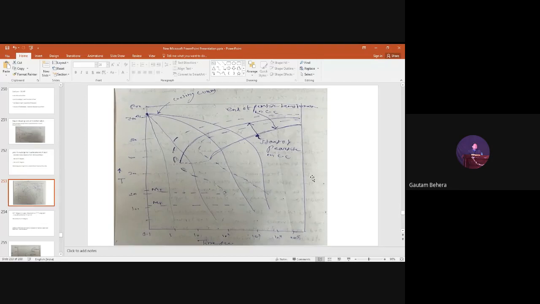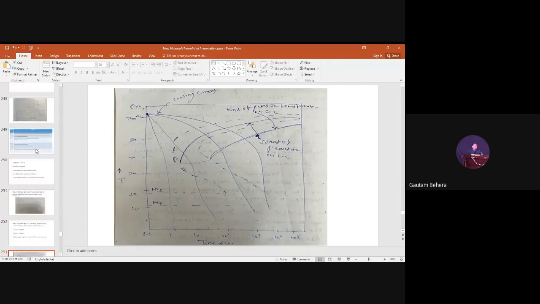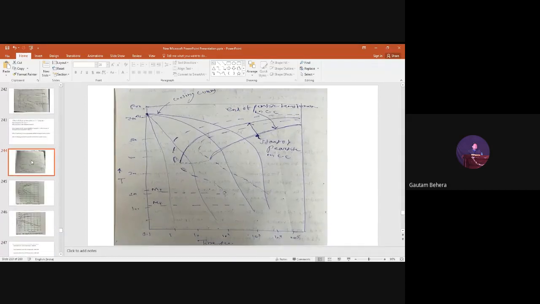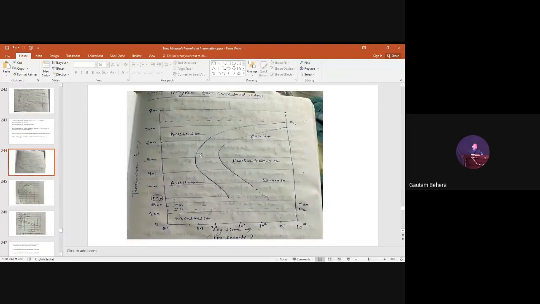The TTT diagram is nothing but an isothermal transformation diagram. Let me tell you what the confusion is. You are getting confused. Okay, just look at this one. Let's look at the TTT diagram. This is the A1 temperature, and this is for eutectoid steel. The A1 temperature is nothing but your eutectoid temperature for eutectoid steel, right?